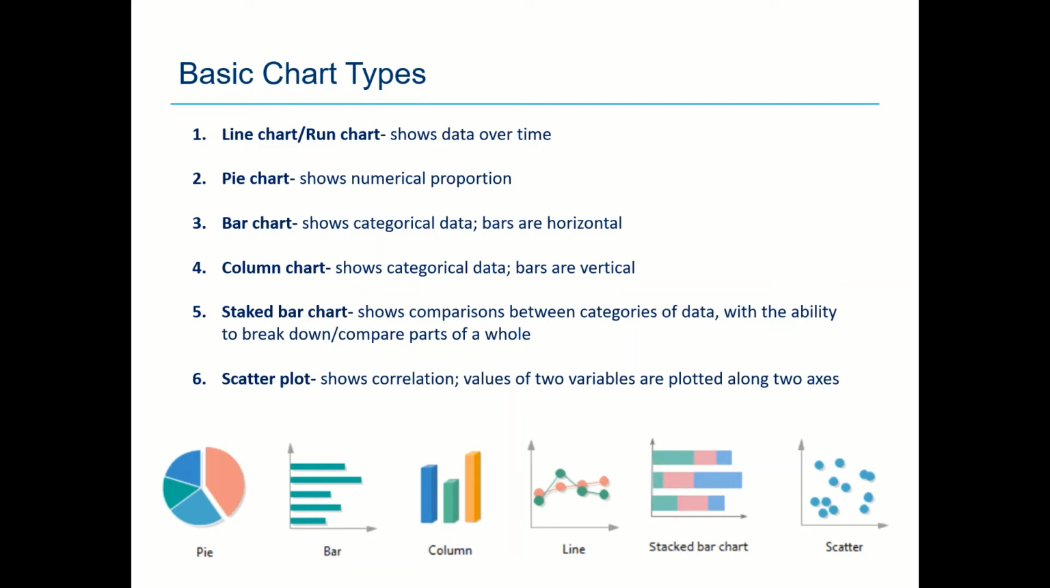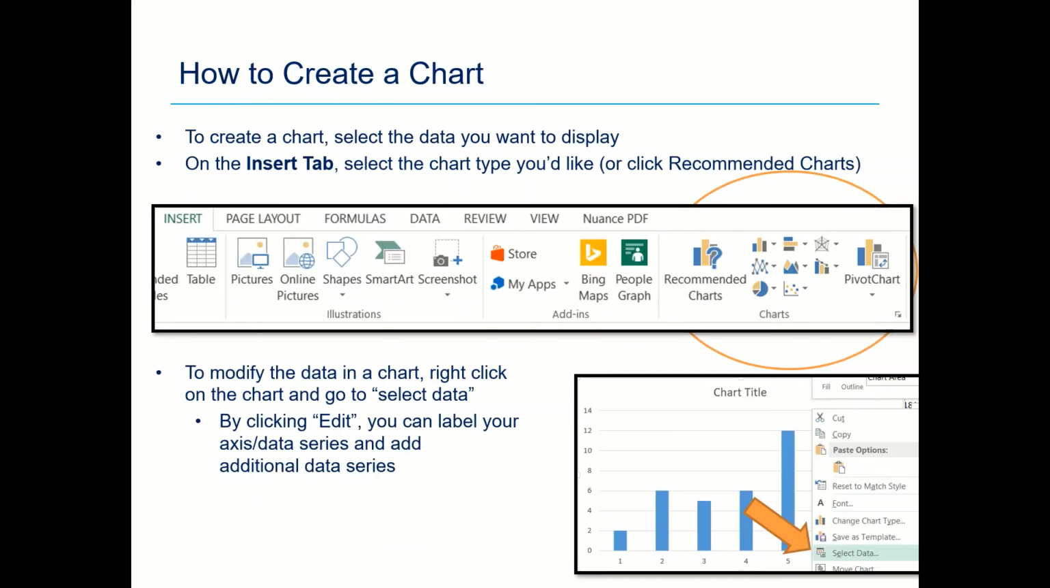But before we go to some of the examples, let's talk about how to create a chart and a chart type. To create a chart, you select the data you want to display. I'll show you that in a moment, but you would highlight the data you want to display. And then on the Insert tab, select the chart type you would like. Or you could click Recommended Charts, and Excel will try to offer different suggestions for types of charts that you might want to create.